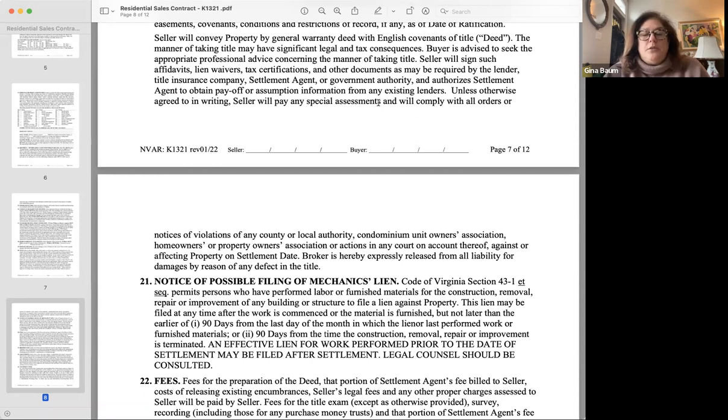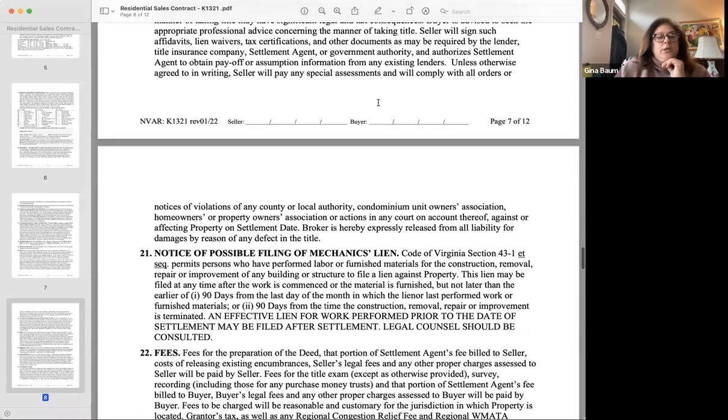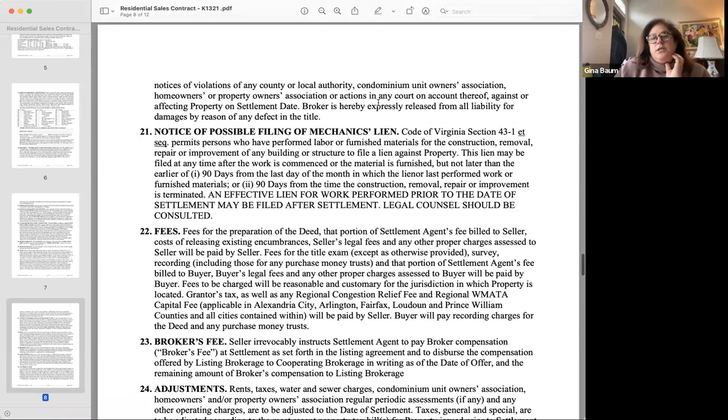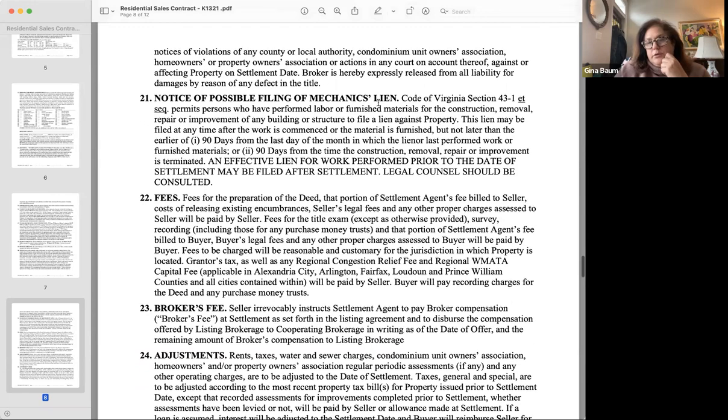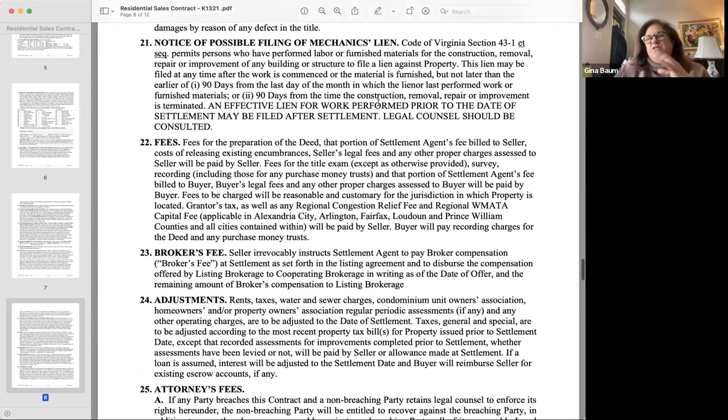Broker is hereby expressly released from all liability for damages by reason of any defect in title. Okay. So a lot of times the homeowners association will say, oh, your door is not the right color, you've got to paint your door. Seller's required to do that. It's usually something a little less innocuous, like the paint on your trim is peeling, you need to fix that. And then that would fall to the seller.